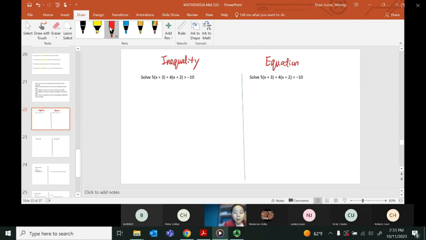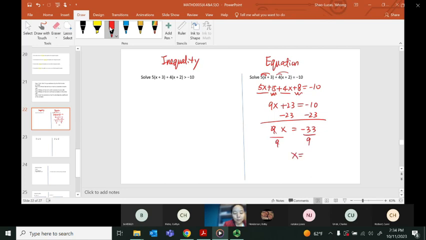You are really doing exactly the same thing as long as you pay attention to the sign change when you divide by a negative. Recall that when we solved the equation, we had one of these problems on the first exam. You distribute, so you get 5x plus 15 plus 4x plus 8 equals negative 10. Then you combine like terms to get 9x plus 23, and move 23 to the right to get negative 33. Then you divide both sides by 9, so you get x equals negative 33 over 9, which we can reduce by 3 to negative 11 over 3.